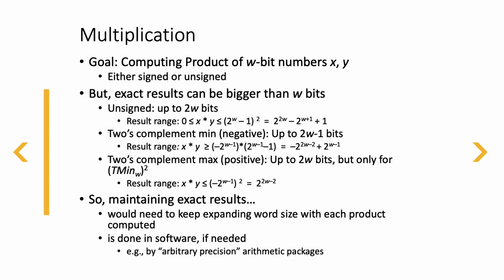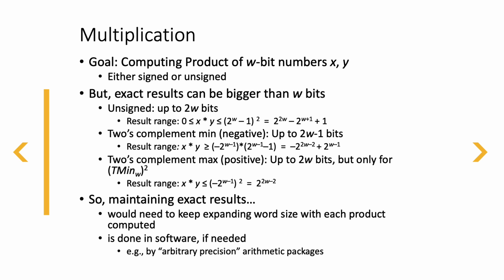There's some math here to show you that, but with unsigned, our product can be anywhere between 0 and 2 to the w minus 1 squared, which ends up meaning we need 2 times w bits to represent that. For 2's complement, the min ends up being a little bit more complicated on the math, but the short story is it can take up to 2 times w minus 1 bits, and for the 2's complement maximum, if we actually took T min and squared it, which is the only time we'll run into this, that can take 2 times w bits as well.